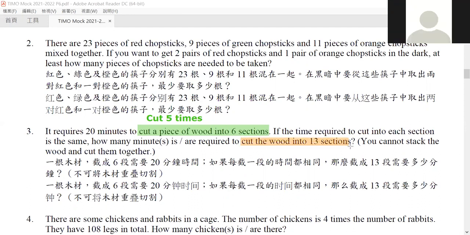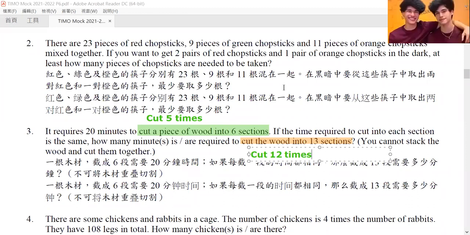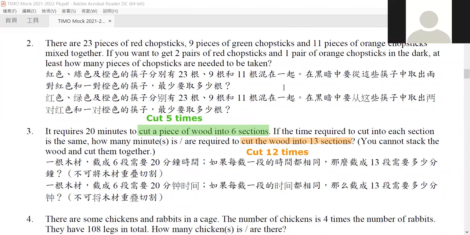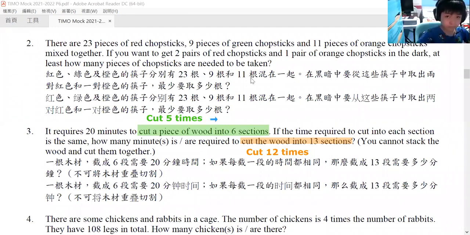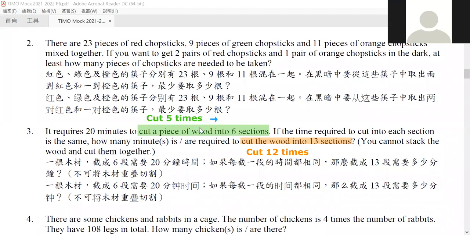So, if you want to cut a wood into 30 sections, in this case, it would only need to cut it 12 times. Okay. 20 divided by 5 times 12. Yes, yes. Thank you. If you would like to answer this question, you may want to answer it on the chat room. Okay. So now let's go back to the first part of this question.